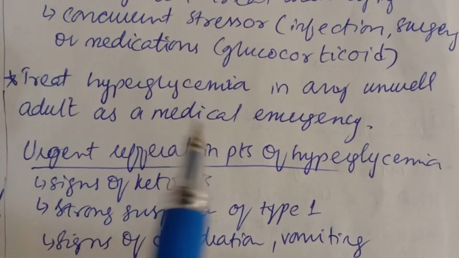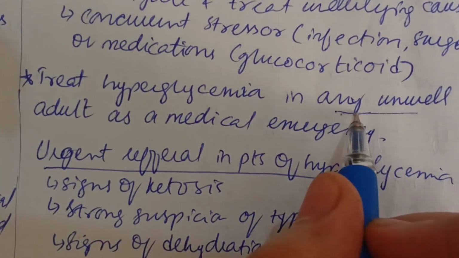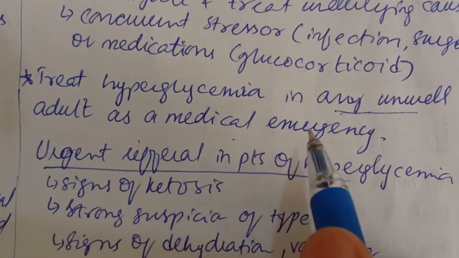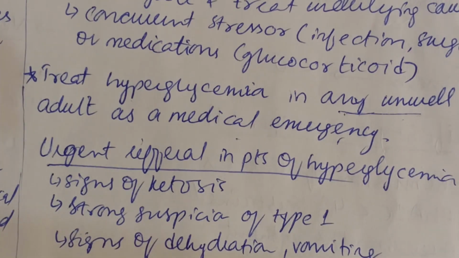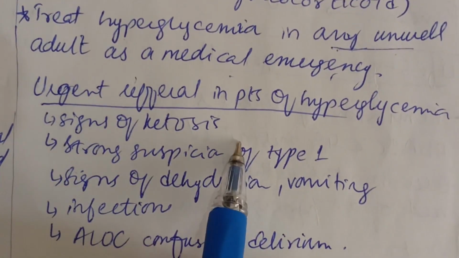A very important point we have to keep in mind is that any unwell adult who presents with hyperglycemia, we are going to manage as a medical emergency, right? Because he can have hyperosmolar hyperglycemia, or he can have DKA. So you have to keep that in mind.